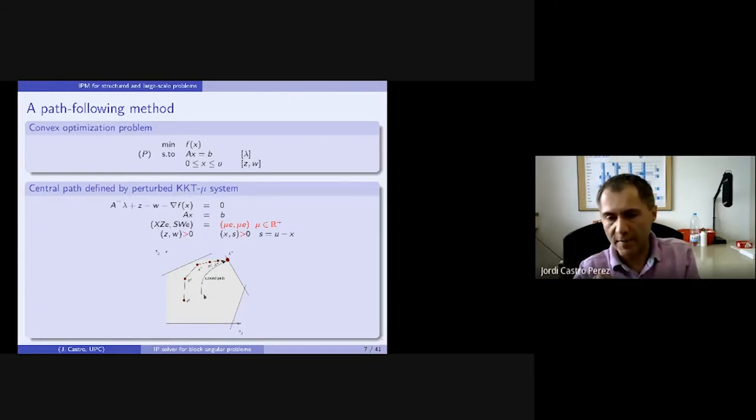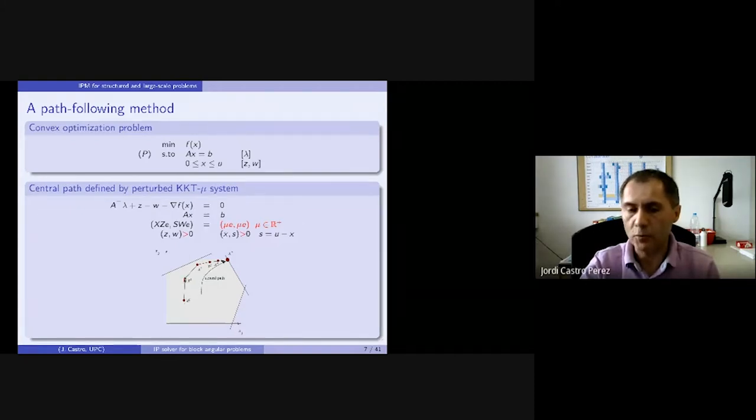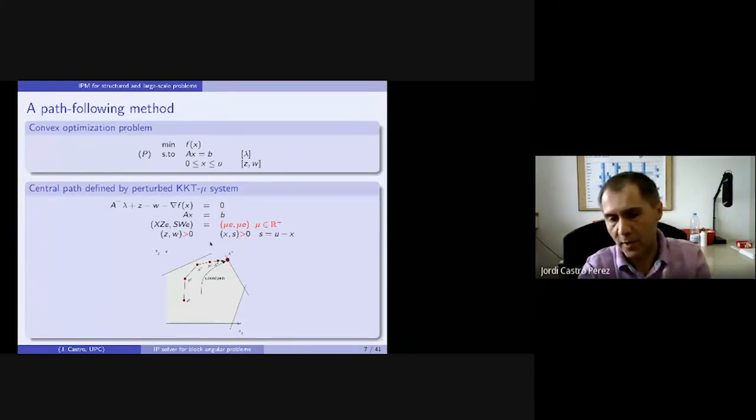For each mu, we have a point in this curve, which is named the central path. The central path is the curve made by all the solutions of these points for any mu. Interior point methods follow approximately the central path. So an interior point method can start here, compute points x1, x2, until it converges to the optimal vertex of the problem. So that's the general idea.